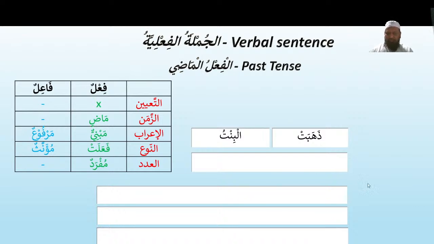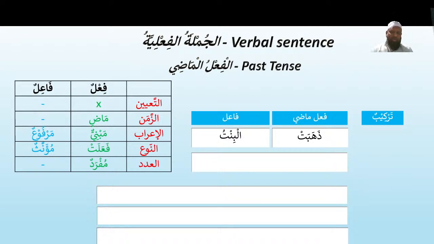Let's do the تركيب straightforward. ذهبت فعل. We don't need to mention ماضي or مضارع, just say فعل. ذهبت فعل. البنت فاعل. So ذهب, we just learned, means to go, and because we're doing past tense, the girl went. The girl went.